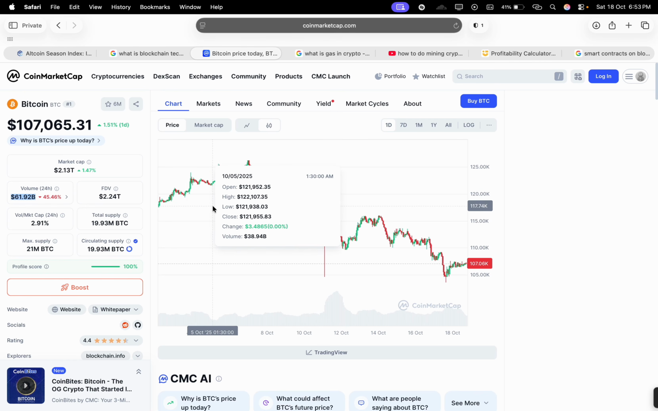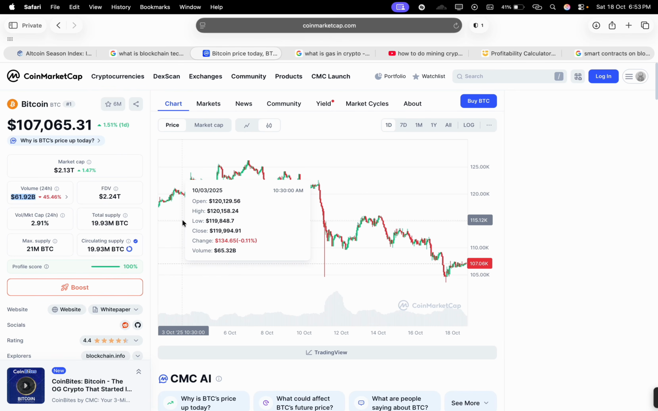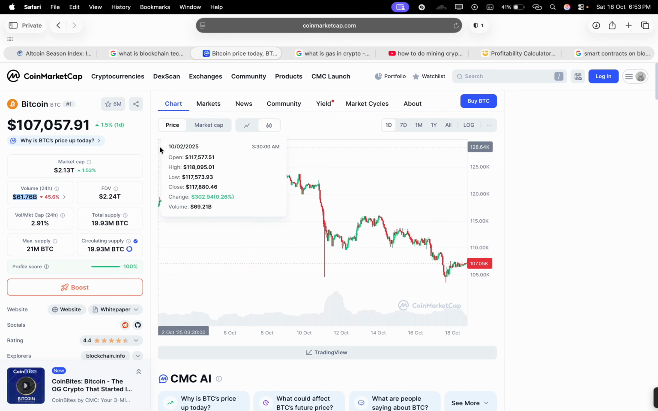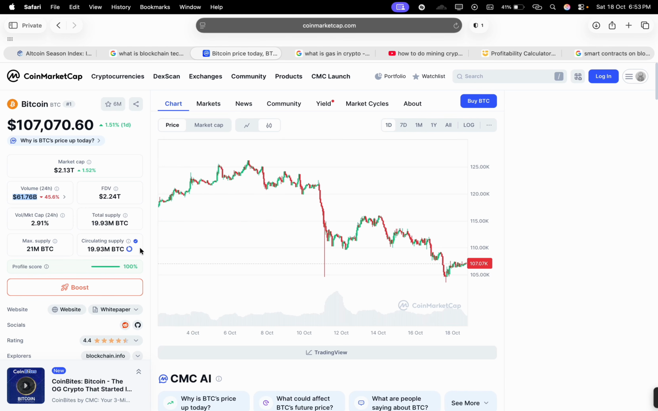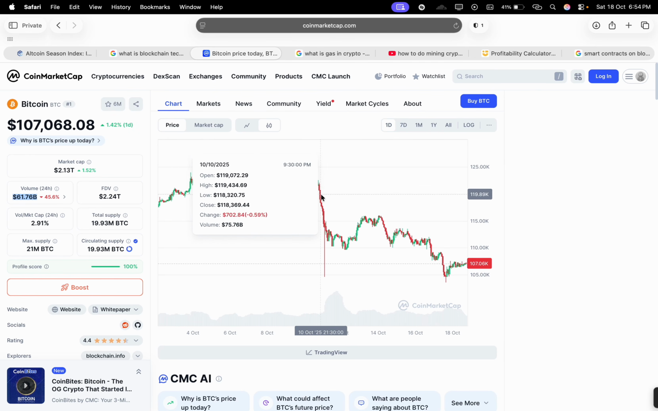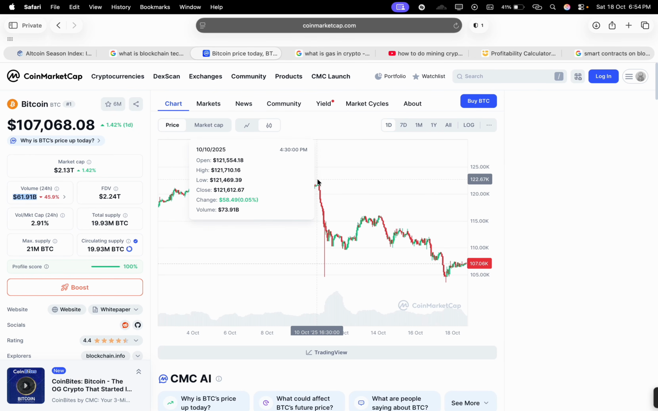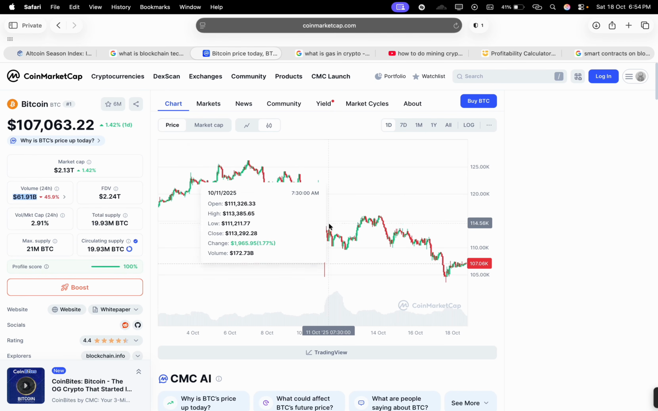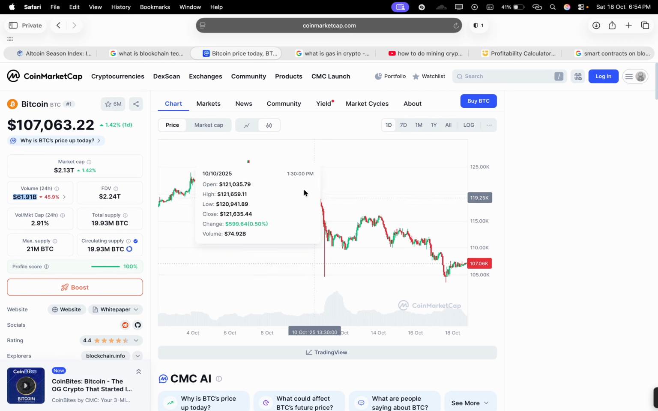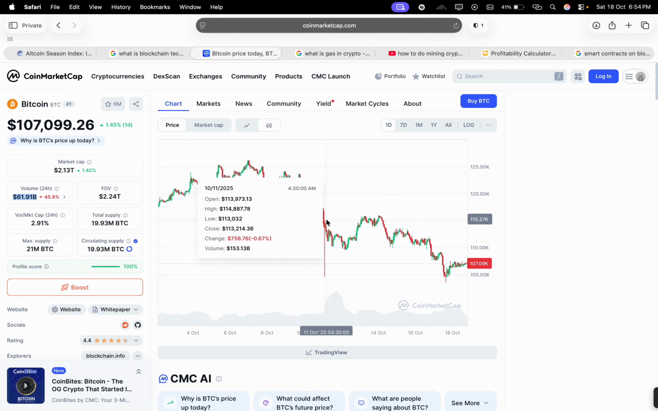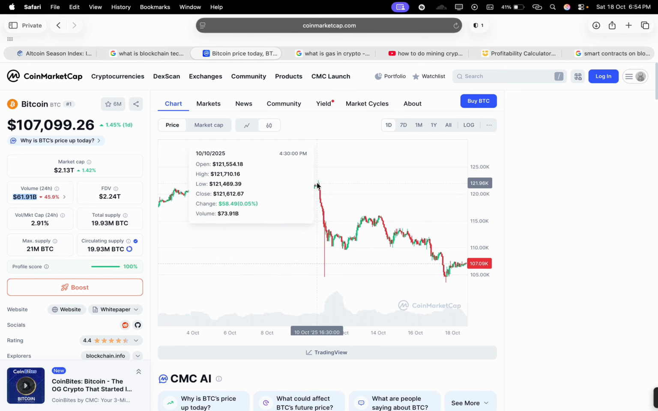Basically, if many people buy a cryptocurrency while the supply stays the same, the price will increase. And if many people sell the cryptocurrency, the supply is the same, so the price will drop. See, here many people are selling, and the price went from $121,000 to $111,000. So around a $10,000 drop in the Bitcoin price because many people are selling.